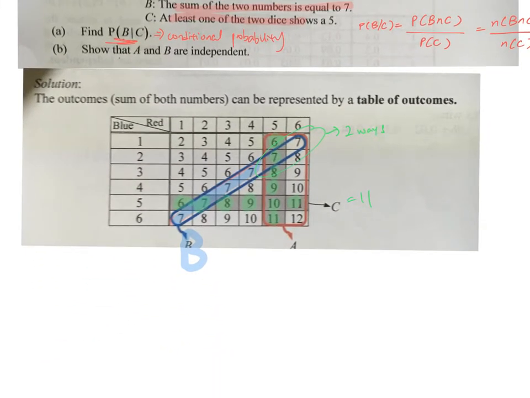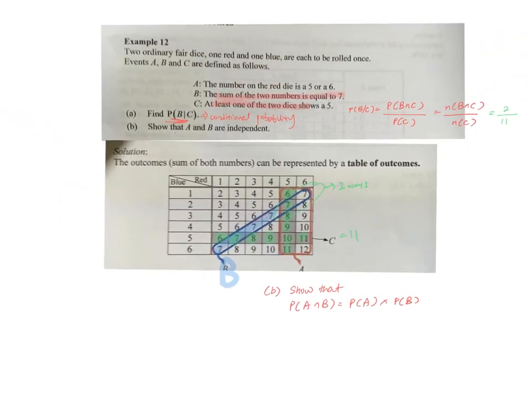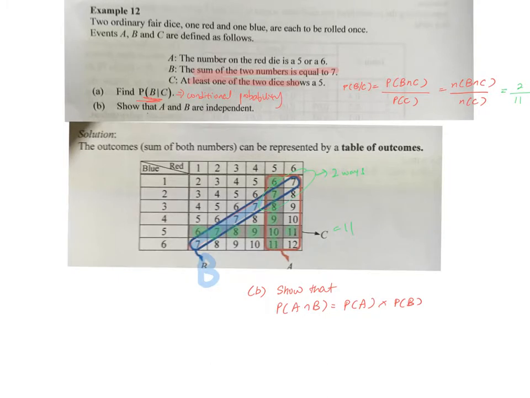This means that for this part, what I'm trying to show is that the probability of A intersect B, which is just a formula that we need to follow, is equal to the probability of A multiplied with the probability of B. The probability of A intersect B is where I want the die to be a 5 or 6, and I want the sum of the two dice to be equal to 7.